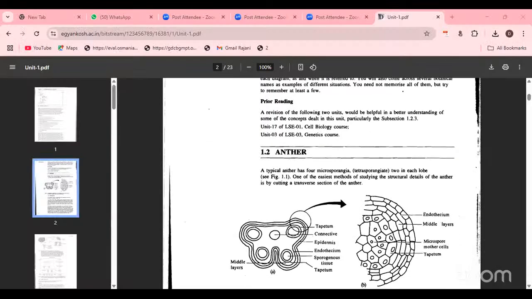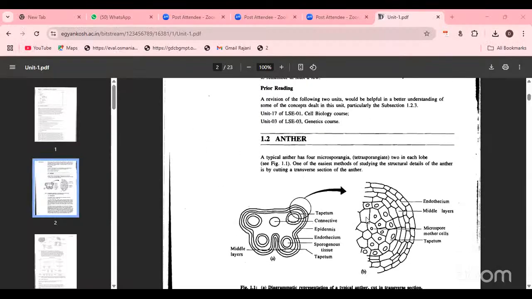See here, a typical anther has four microsporangia. Always the anther name is called stamens or microsporangia or pollen grains or male gametophyte. These are the names, the same one. A typical anther has four microsporangia. That is called tetrasporangiate, two in each lobe. One of the easiest methods of studying structural details of the anther is by cutting a transverse section of the anther.